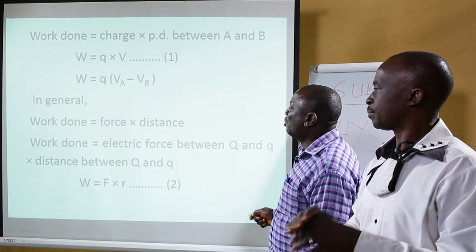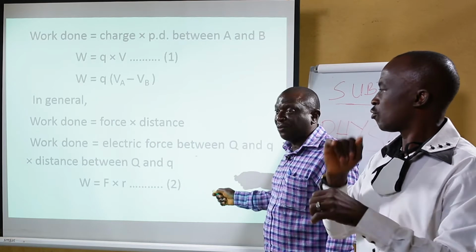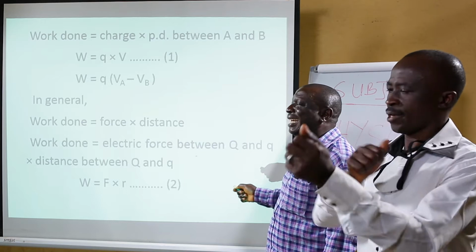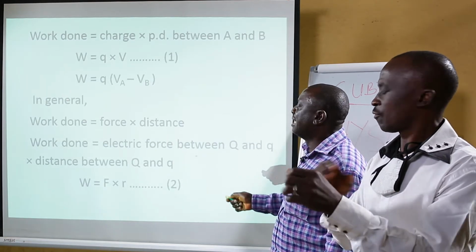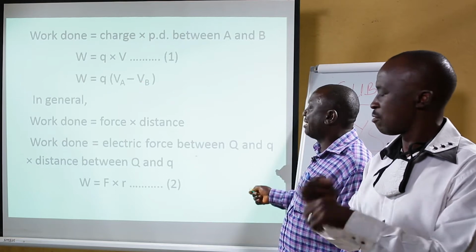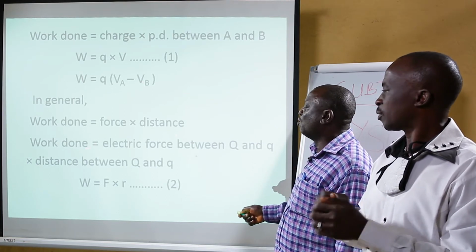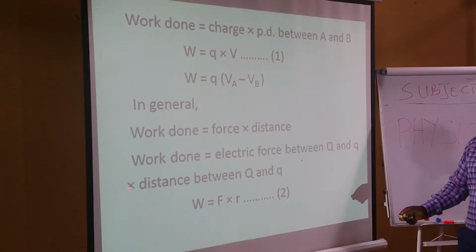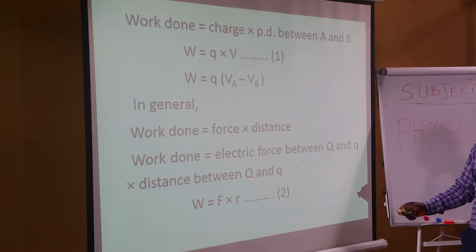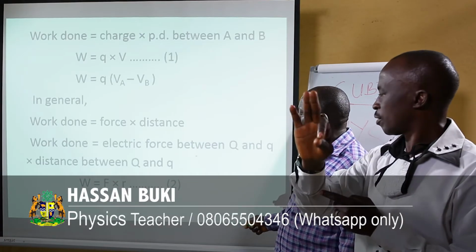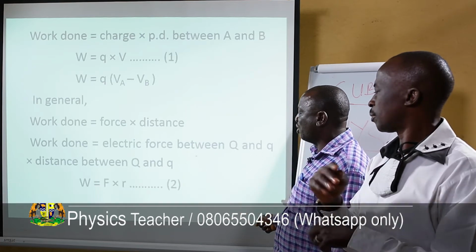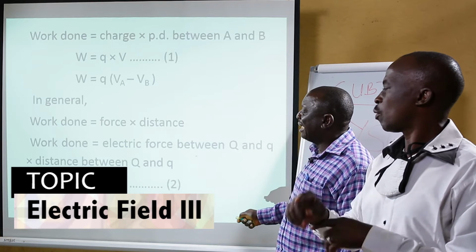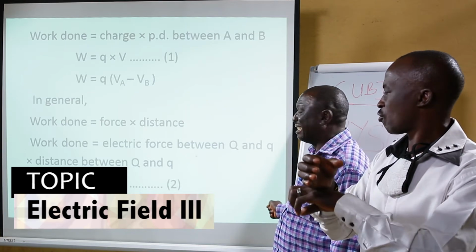In general, we know that work done is the product of force and distance in the direction of the force. Therefore, our work done in this case, which we are considering in electric field, will be equal to the electric force between capital Q and small q times the distance between them, given mathematically as work done W equals capital F times small r. We call it equation 2, where capital F is our electric force between the charges.